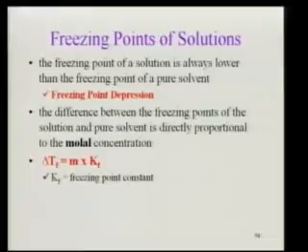Here's the math. The change in the freezing point, delta TF, is equal to the molality concentration times a constant. Easy math. You have to look up the constant, or I give it to you. So all you have to know is what the concentration is. Look up the constant for whatever solvent you're dealing with and then calculate. Okay?